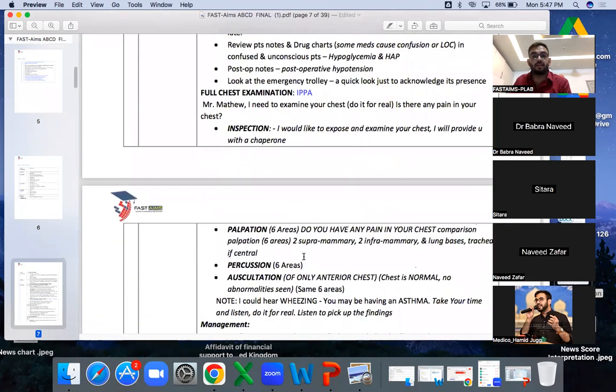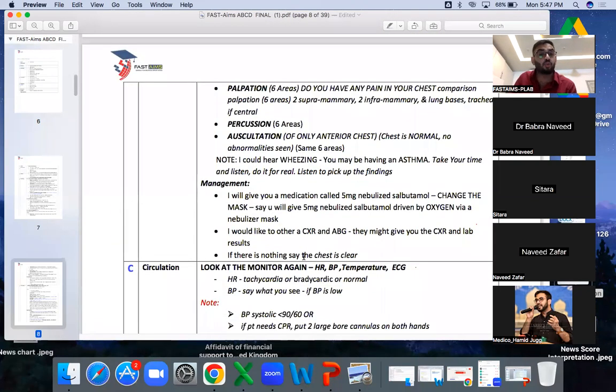After that, meanwhile, they will keep on checking your management as well. It is because any temptation, they can say, okay doc, I'm not feeling well, or the saturation will drop. You have to keep your eye on that. Then you will jump to the next step. What could it be? It could be 0.5 mg salbutamol driven by high flow oxygen. So this will be your next step.